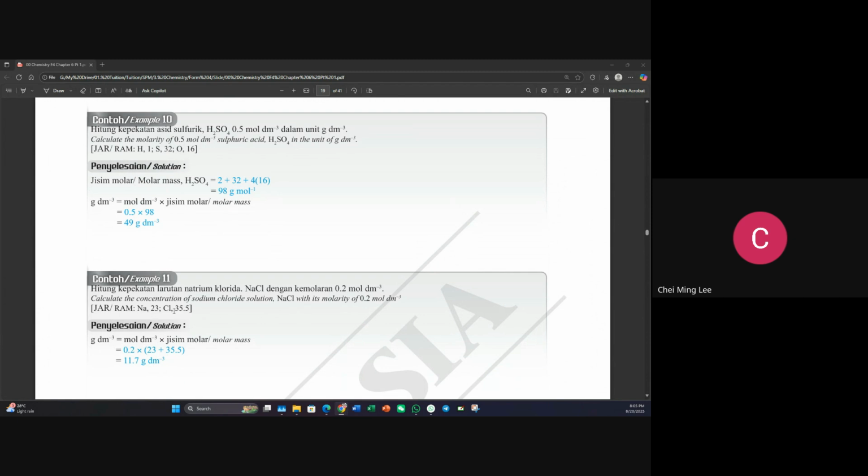Okay, so this one he gives you the molality 0.2 mole per dm cube. He wants you to get the concentration of sodium chloride solution. So you use 0.2 times the molar mass. The molar mass for this one is Na 23 plus 35.5. So 0.2 times 23 plus 35.5, you get 11.7 gram per dm cube.